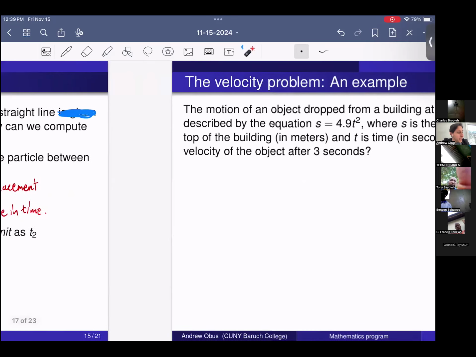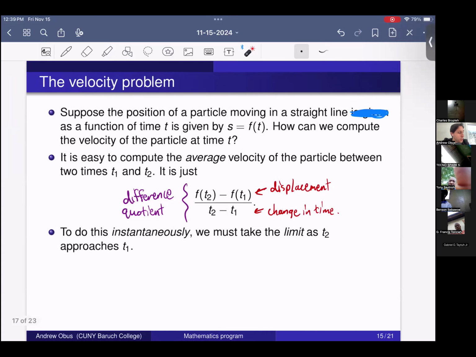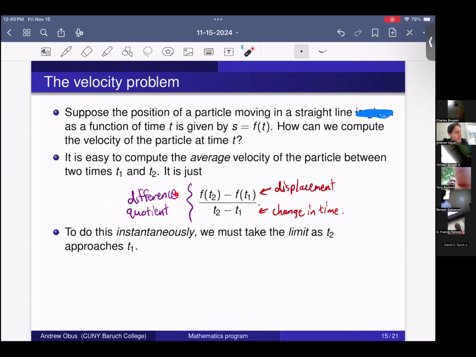So this may be clarified when we do an example, but you should already see that this looks very similar to what we were doing with tangent lines. It's still the same kind of difference quotient, except instead of a rise over a run, it's representing a displacement divided by a change in time.